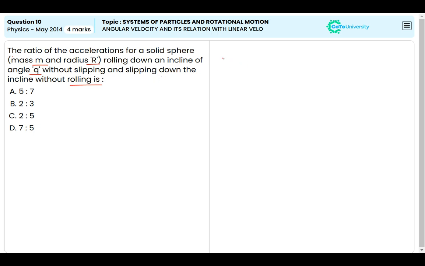So we can write the acceleration, that is a1, is equal to g sine θ divided by 1 plus I divided by mr², and a1 is equal to g sine θ divided by 1 plus 2/5 mr² over mr², which is equal to 5/7 g times sine θ.